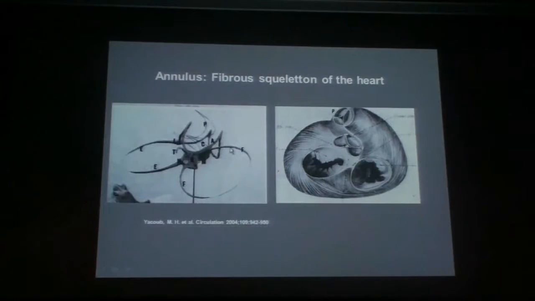Moving to valves, you can see that there is a skeleton in your heart. And this skeleton is a fibrous skeleton that is made of annulus. Over here, the annulus of the mitral valve, over here the tricuspid valve, here the aortic valve, and in the back, the pulmonary valve. So this skeleton is the base of a very tight collaboration between each of these annulus and each valve during the heart motion.